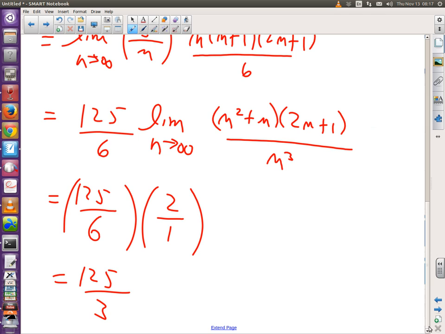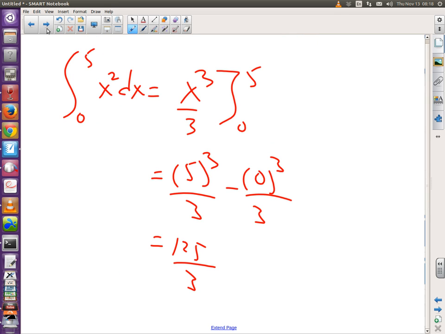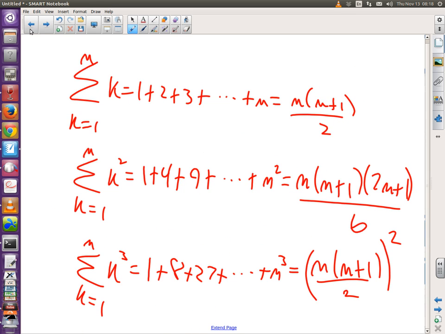Wait, is it 5a or 0a? When you go the integral from 0 to 5, a is the bottom. a is 0, b is 5, and n is how many rectangles you want. We're running a little short on time, but you could do this for anything. You could do this for x cubed too, the same way, using this result. And n to the 4th and n to the 5th. There's results for that.